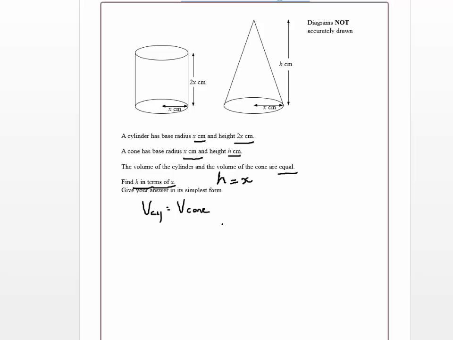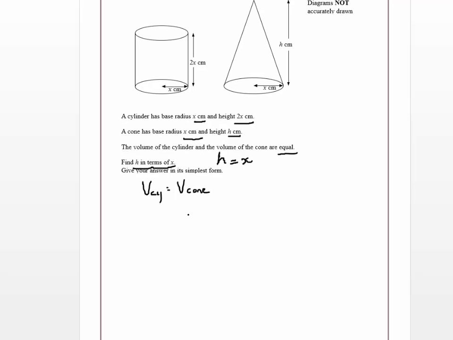Let me just scroll down a little bit here. Now let's write the volume of a cylinder out. We know it's pi r squared times h. The volume of a cone is 1/3 pi r squared h. Now they've given us some dimensions, so we need to plug those dimensions into this formula. Let's focus at the moment on the height and the radius of the cylinder. The height of the cylinder is 2x and the radius is going to be x.